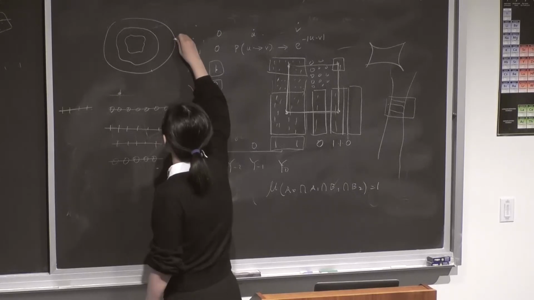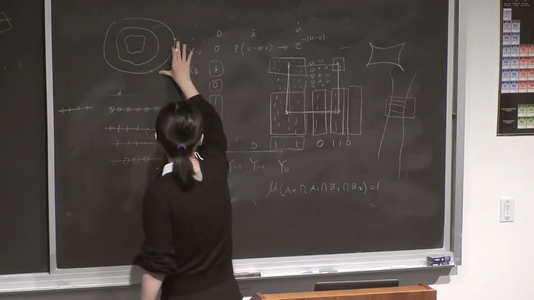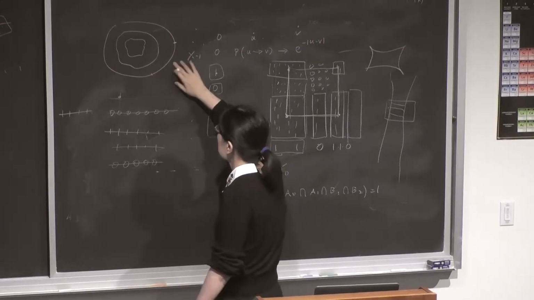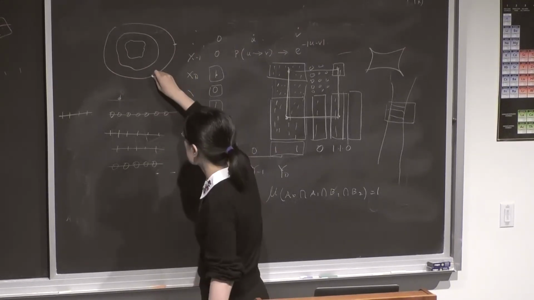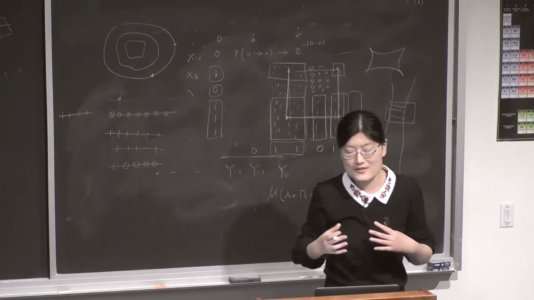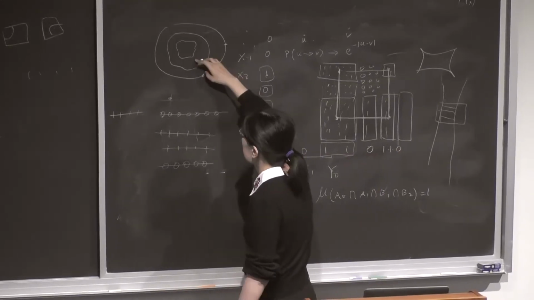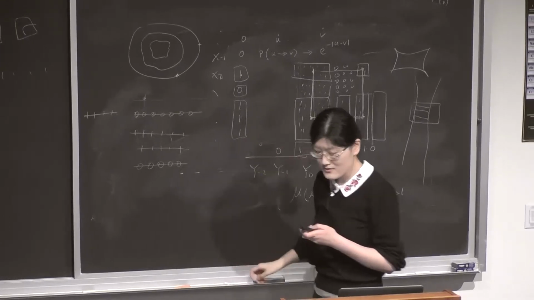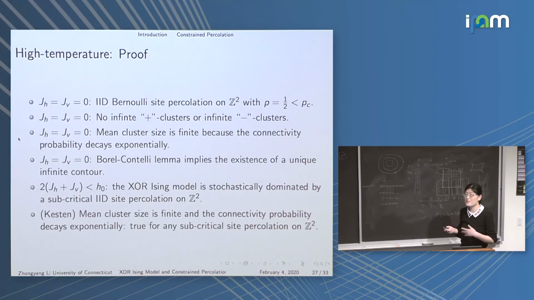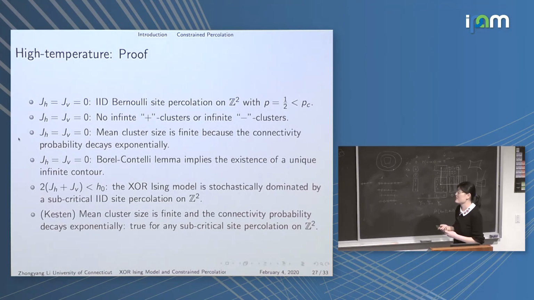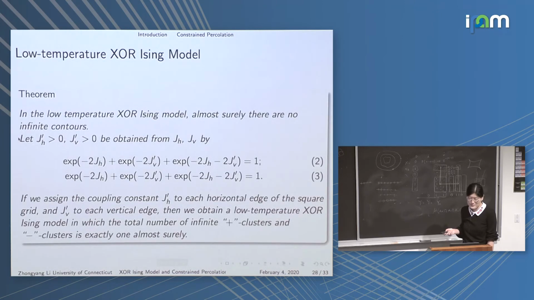Because the connectivity decays exponentially fast, the probability that a fixed point is in a contour of sufficiently large length decays exponentially fast. Those are events whose probabilities we add up, and the sum is finite. And then by the Borel-Cantelli lemma, these events cannot appear infinitely often. But we already know there are no infinite plus clusters and no infinite negative clusters, so there must be infinite contours. So this kind of process cannot repeat infinitely many times. So this is how we do the high temperature XOR Ising model.